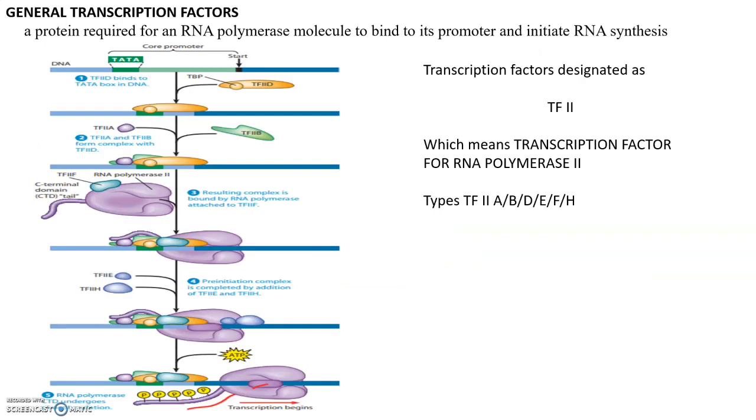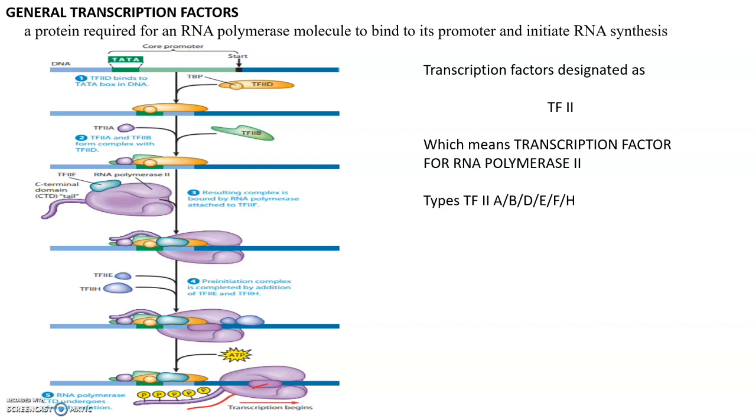Next is general transcription factors. These are the proteins which are required for an RNA polymerase molecule to come and bind to its promoter region in the DNA, and thereby synthesize the RNA. Eukaryotes have many transcription factors, and the names include TF, designating transcription factor, and a Roman numeral such as 2, which tells us that it is a transcription factor for RNA polymerase 2, and it is given an alphabetical letter to identify each transcription factor.